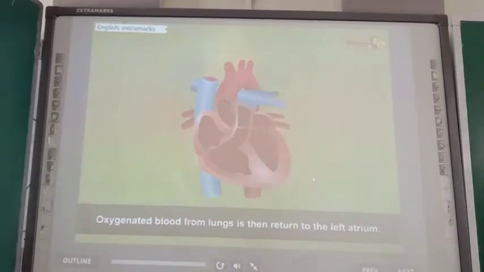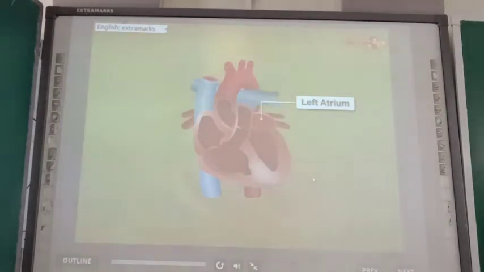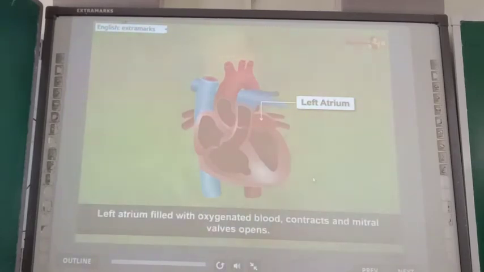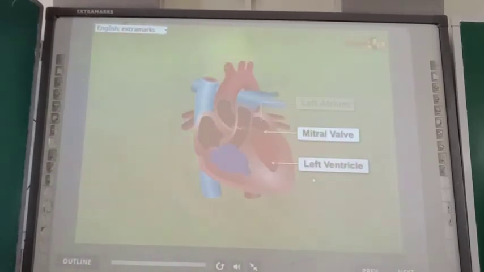The oxygenated blood from the lungs returns to the left atrium of the heart through the pulmonary veins. When the left atrium is filled with oxygenated blood, it contracts, the mitral valve opens and blood is pumped into the left ventricle. This occurs at the same time as the right atrium pumps blood into the right ventricle on the other side of the heart. When the left ventricle is filled with blood, the mitral valve closes.